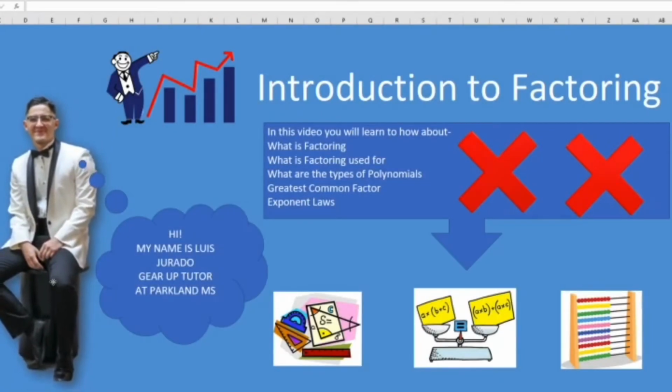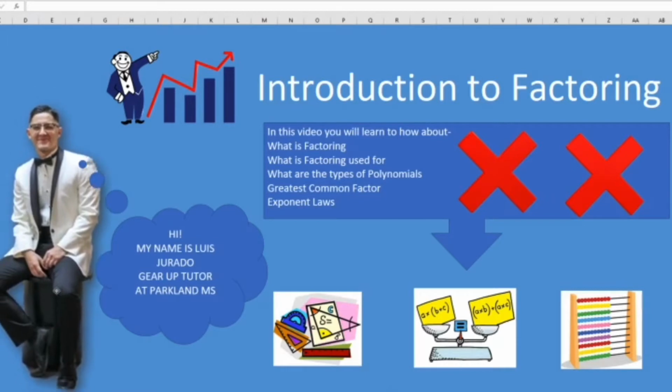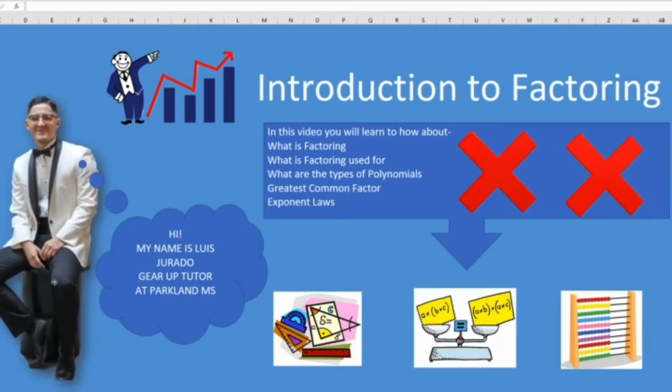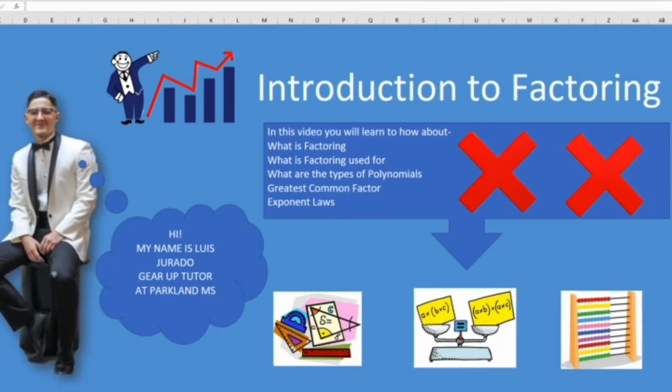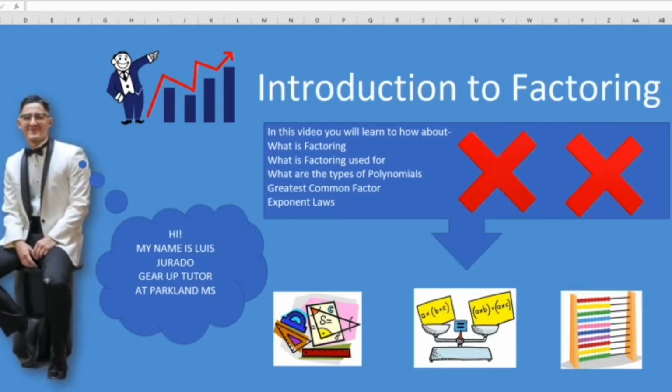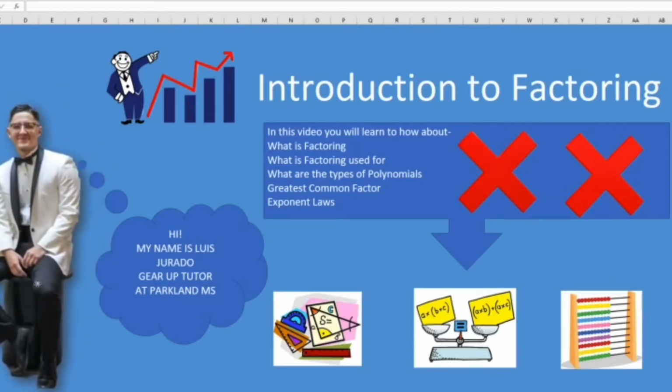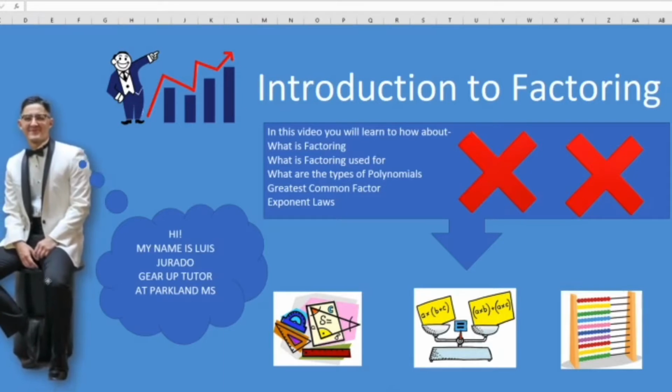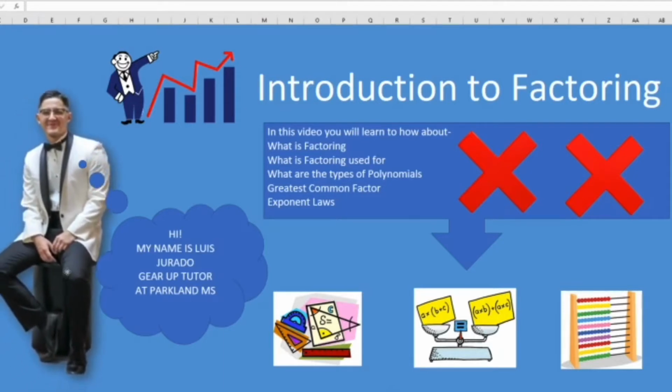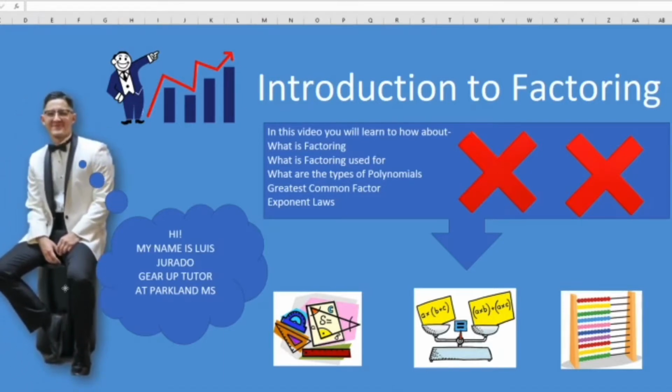I'm a GEARUP tutor at Parkland Middle School, and today we're going to talk about the introduction to factoring. In this video, you will learn about what is factoring, what is it used for, what are the types of polynomials, you will learn the greatest common factor and exponent laws, okay? Let's jump to it.